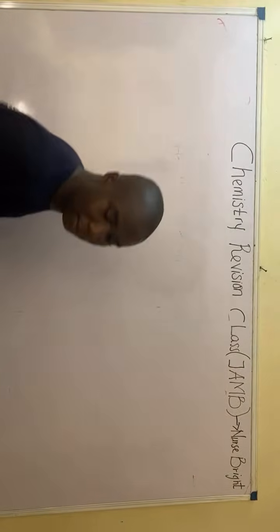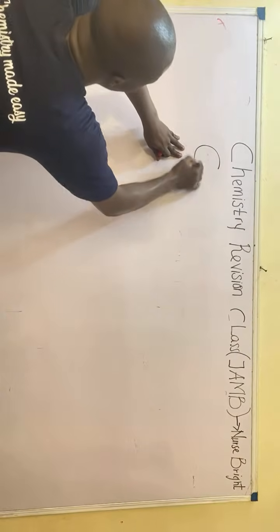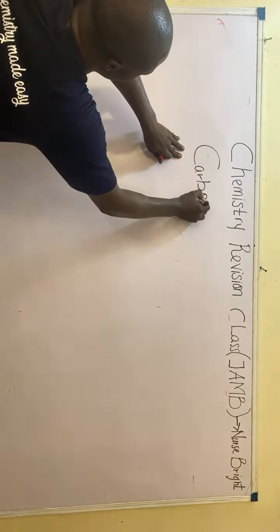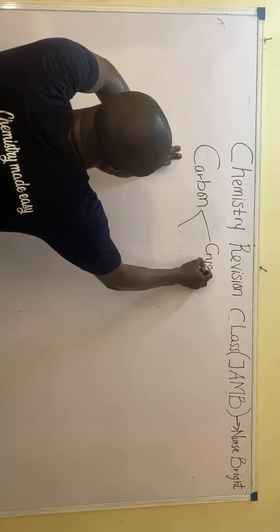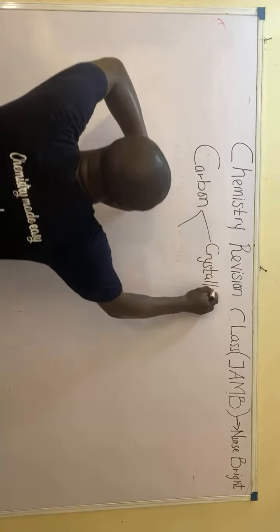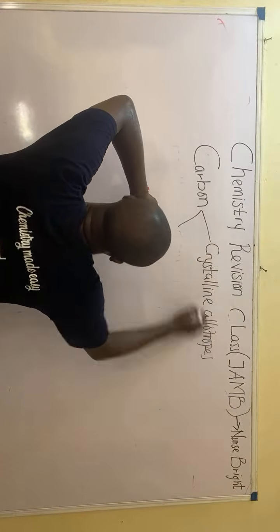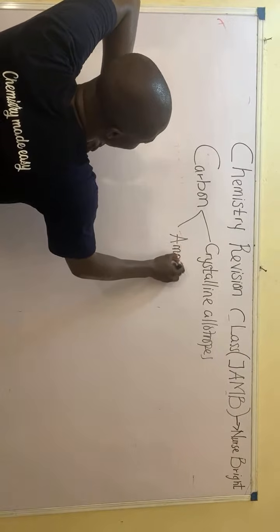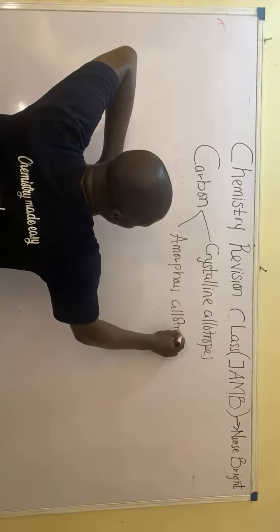Now, there is an element called carbon. Carbon exists in different allotropic forms. We have two major allotropes of carbon, which are the crystalline allotropes and the amorphous allotropes. First, the crystalline allotropes of carbon.